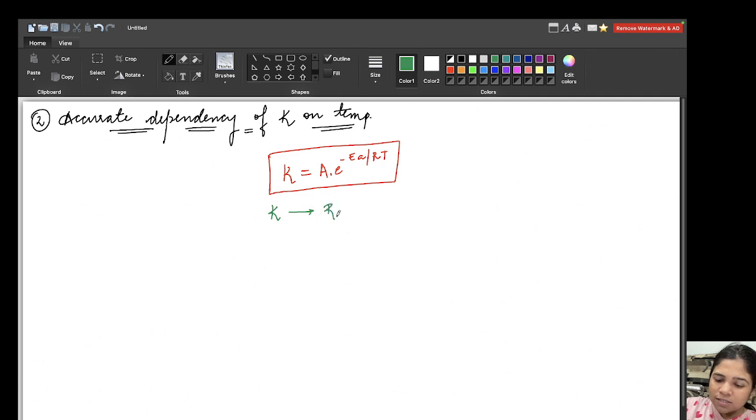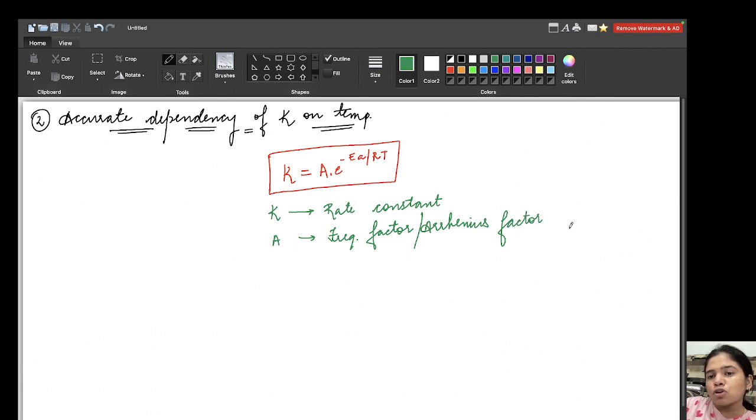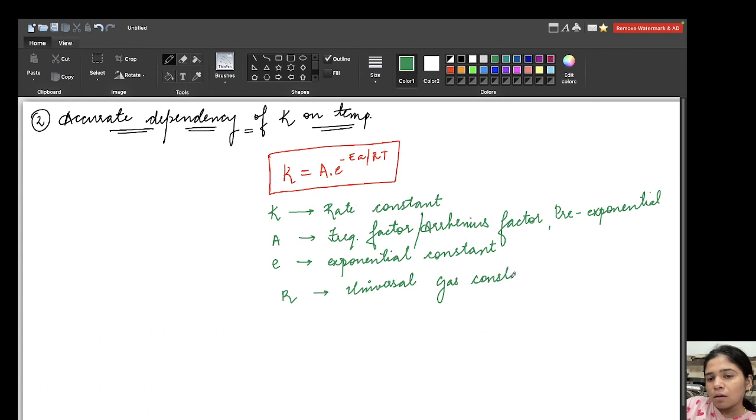K is definitely your rate constant. A is your frequency factor. This is also called the Arrhenius factor, also called the pre-exponential factor. What is e? e is your exponential constant. R is your universal gas constant. T is your temperature, and what is left? Ea is your activation energy.